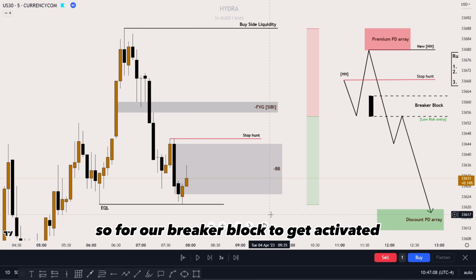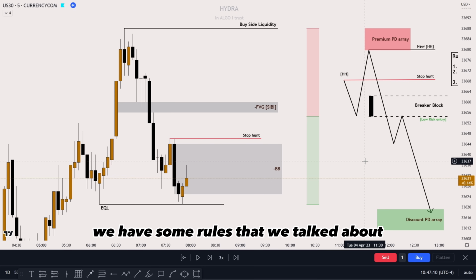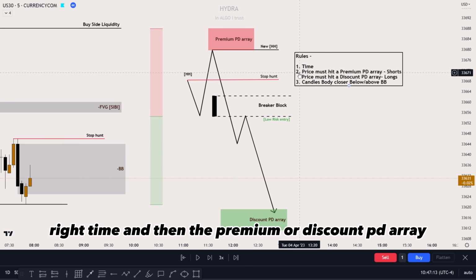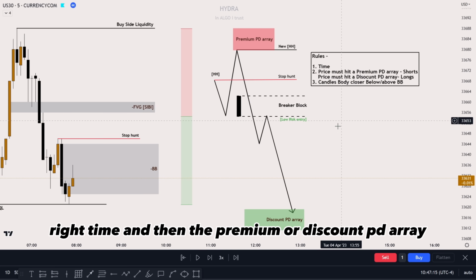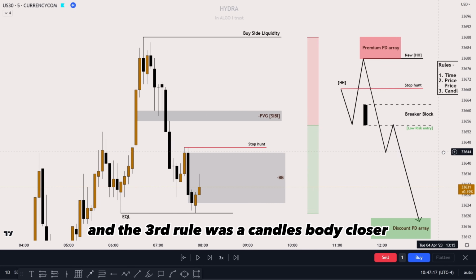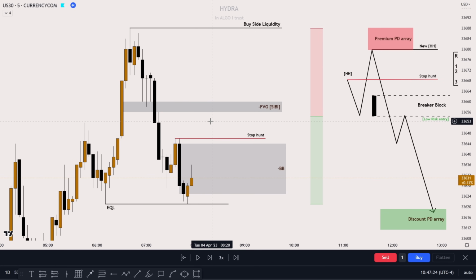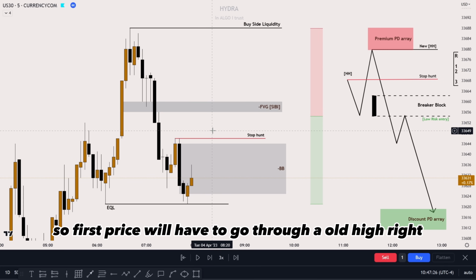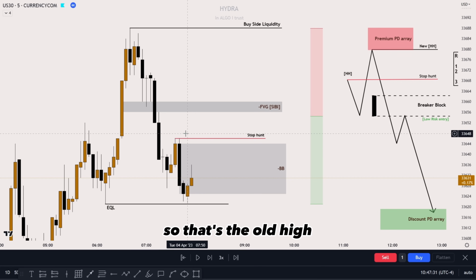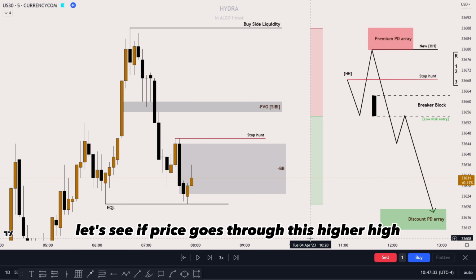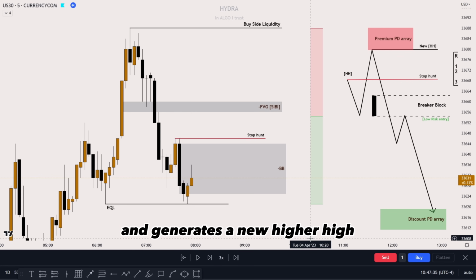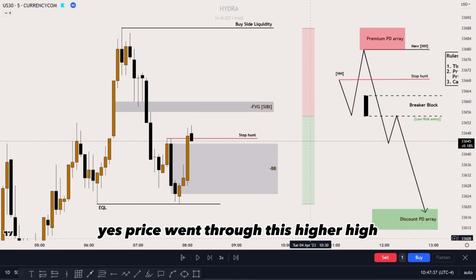So for our breaker block to get activated, we have some rules that we talked about, right? Time, and then the premium or discount PDRA, and the third rule was a candle's body closure below the breaker block. So we will look for these rules in this example. So let's see what price does. So first, price will have to go through an old high, right? So that's the old high. Let's see if price goes through this higher high and generates a new higher high. Yes, price went through this higher high and generated a new higher high.